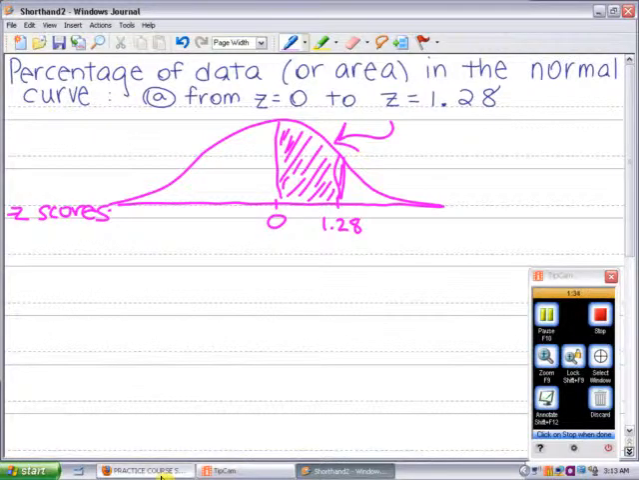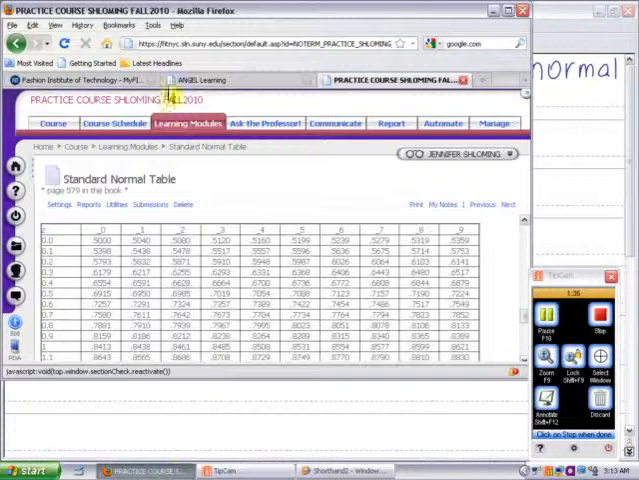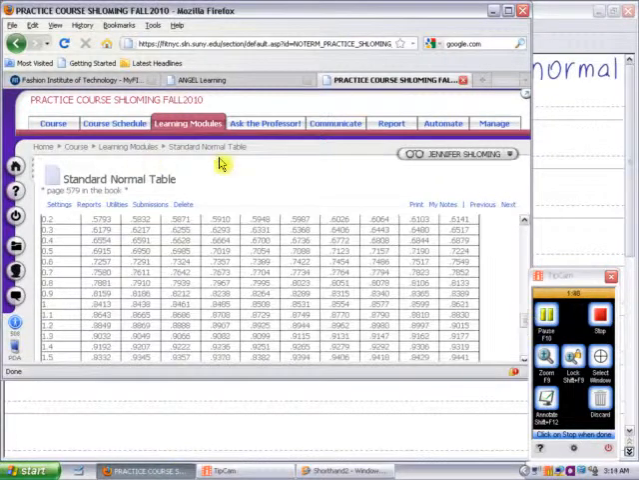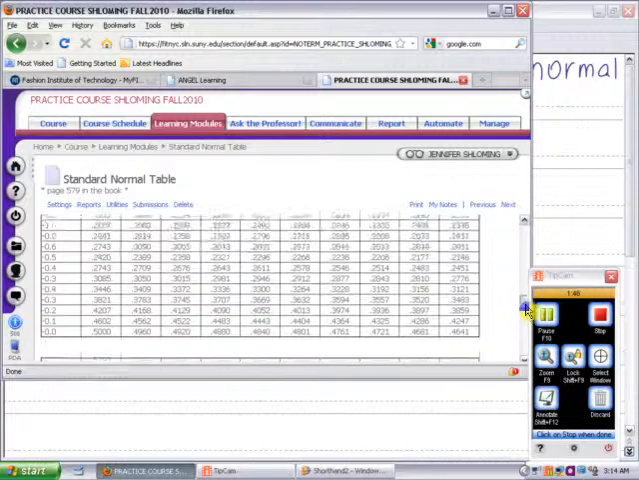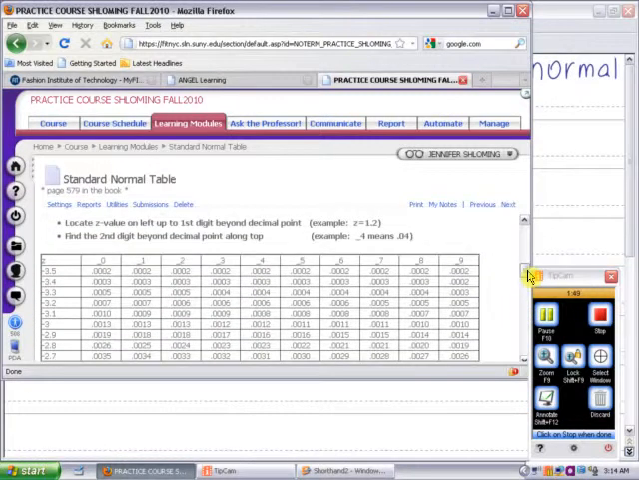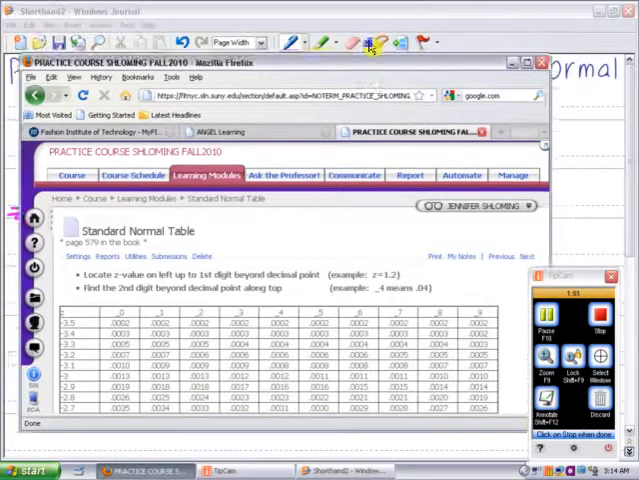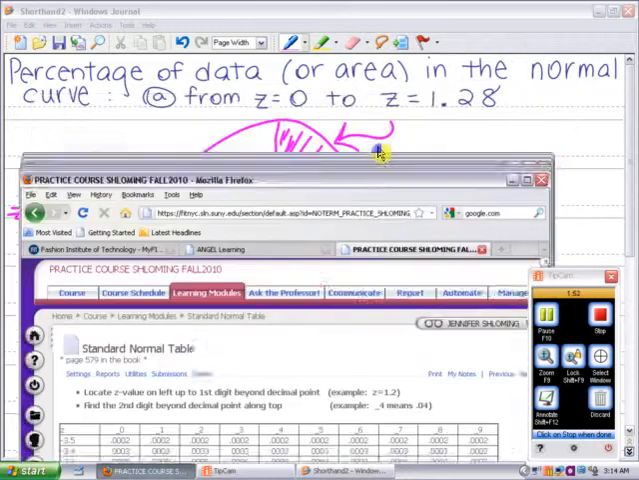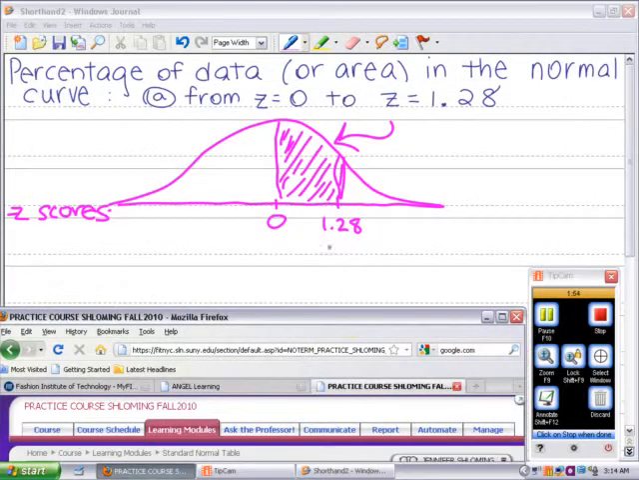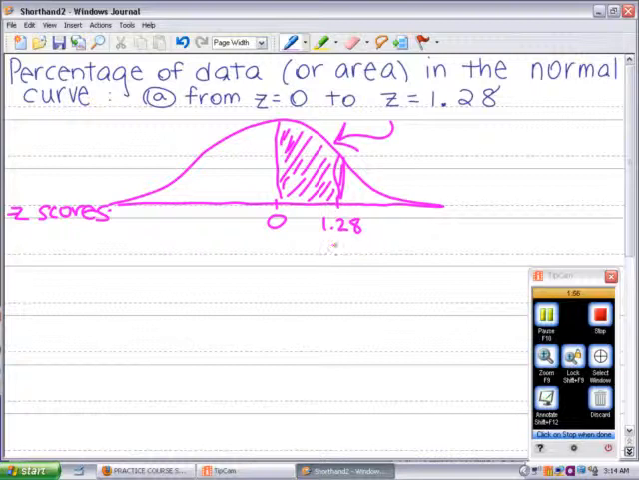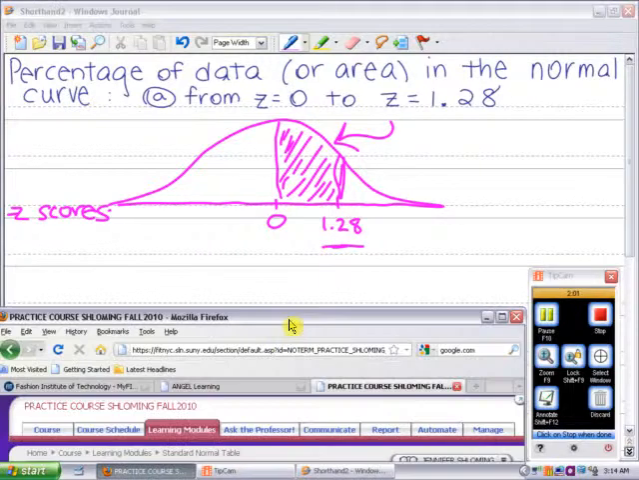And if you go to the course, under learning modules, it's the standard normal table, which is in your book, page 579. And what we do is we look up the z-scores. Now for z equals 0, we don't have to look it up. We're just going to look up z equals 1.28. Okay, and we'll explain why in a second. Okay, so let's find z equals 1.28.